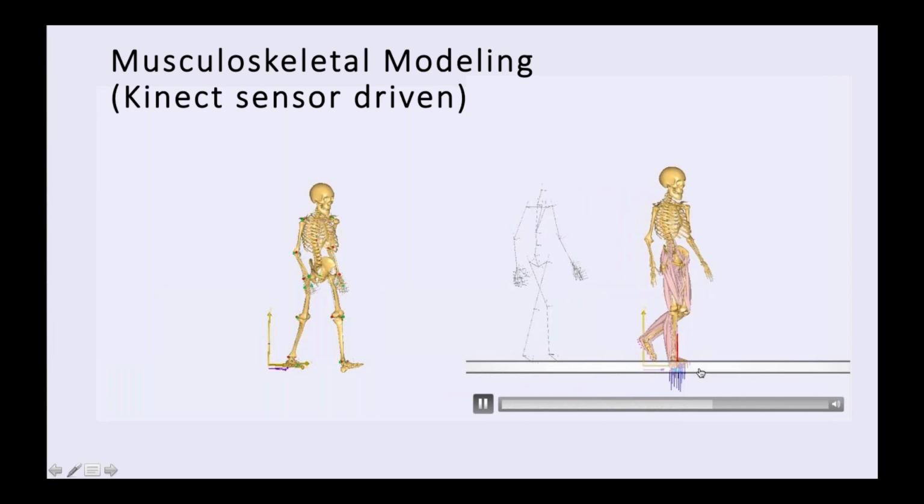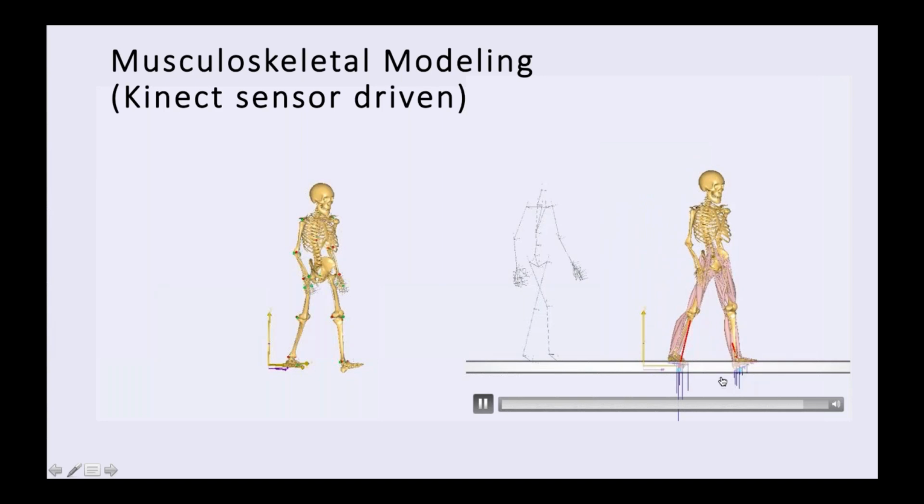What you see here at the bottom is basically the ground reaction force prediction that I mentioned. So how did we do that?